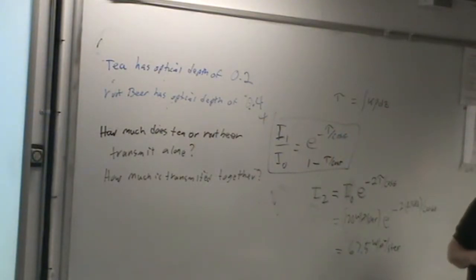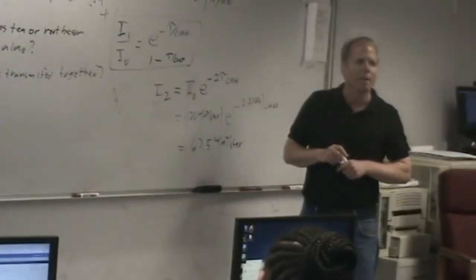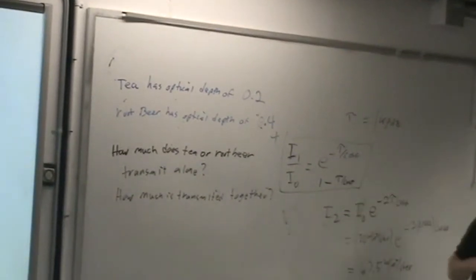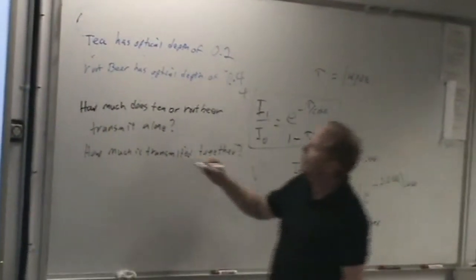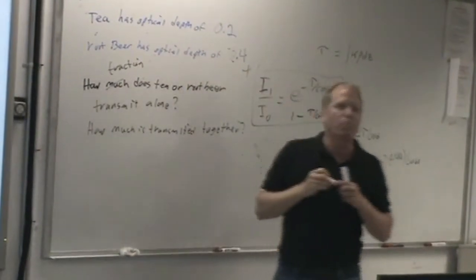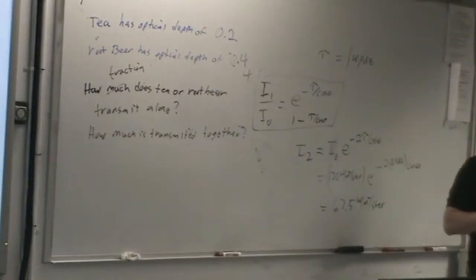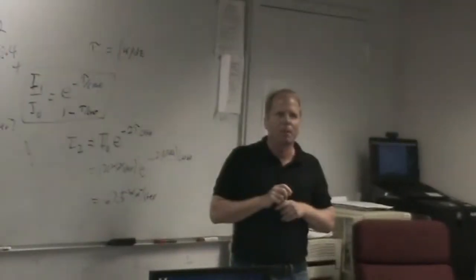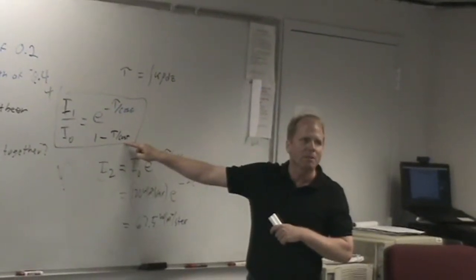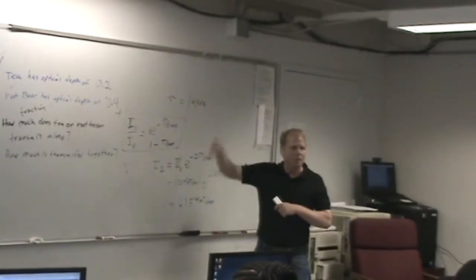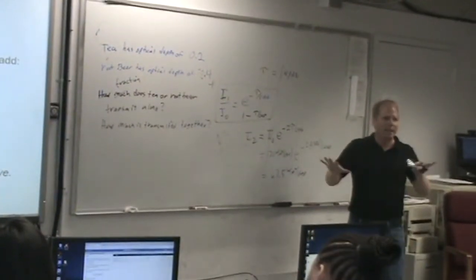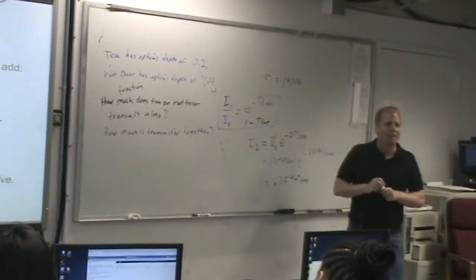Now, how do you calculate how much each of them transmits alone? In fact, I should say what fraction does tea or root beer transmit alone? So calculate each of those fractions very quickly. And because I didn't give you an angle, what angle do you think you're going to use? Coming straight in, an angle of 0, so you can just ignore the cosine. Anytime you're not given information, just assume the simplicity.